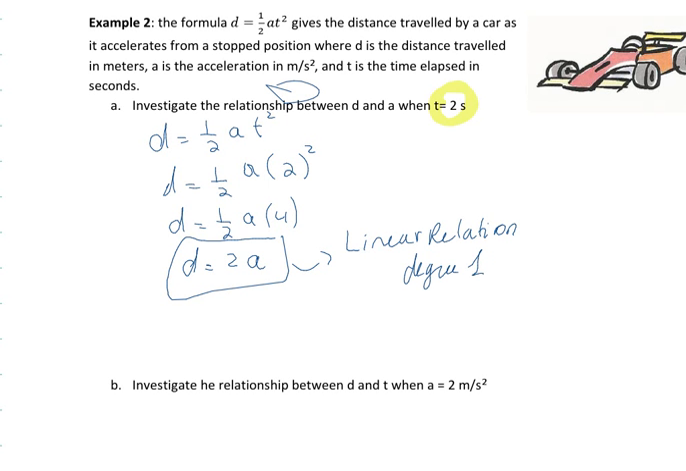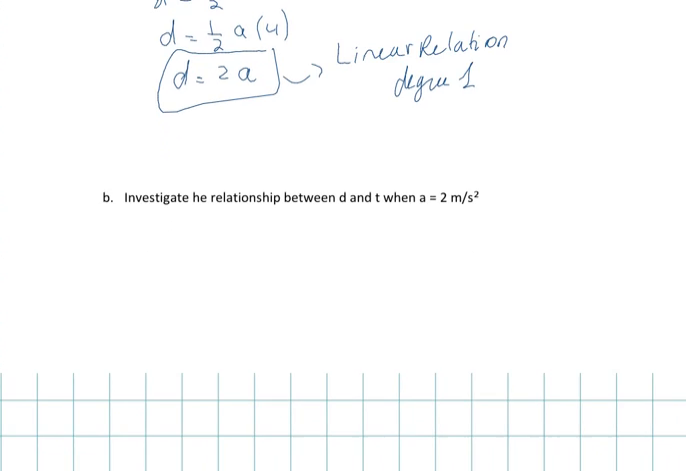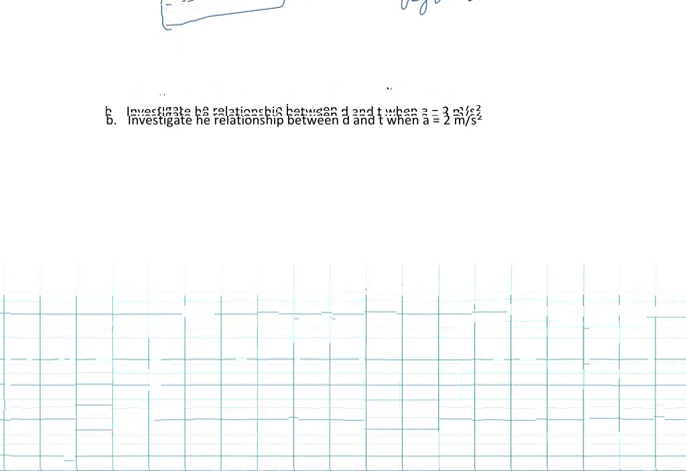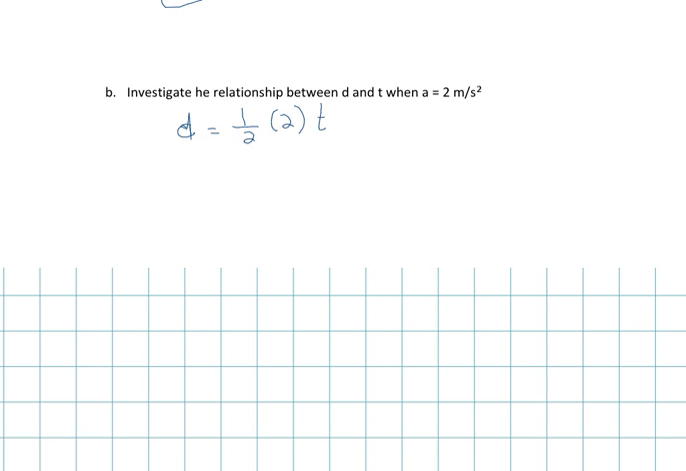And then when you do that, what do you have left? Half times 2. Right? So I replaced A. You know what? I'm gonna write the equation first. So a half times 2 is what? 1. So what kind of relation do I have here? Quadratic. Quadratic, degree 2.